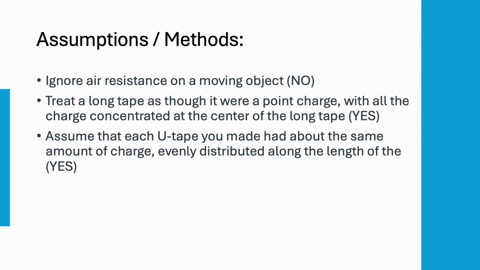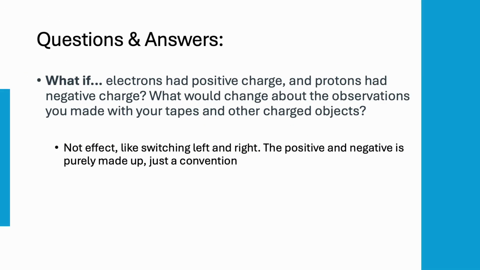Questions and answers. For some assumptions, the assumption to ignore air resistance was not needed because tape B was in equilibrium and therefore is not moving. It was useful to treat the long tape as a point charge, however, as it simplified a lot of the calculations. It also simplified the calculations by assuming that each tape had the same amount of charge due to the conservation of charge.